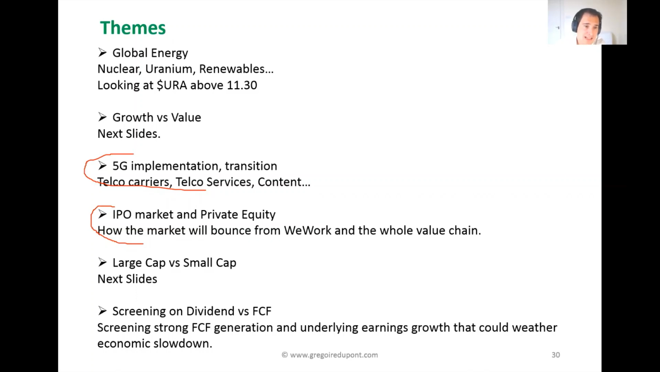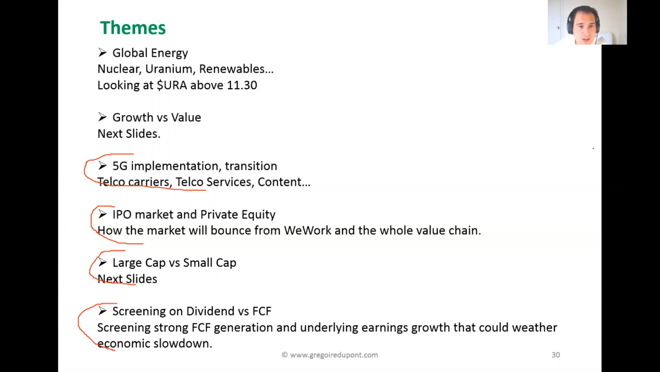Then I'll be looking at large cap versus small cap. So that will be in the next slides. And something that I've done as well, big time in the 4x4 video series, is the screening on dividend versus free cash flow. So why is it so important? Because you want to make sure that both the share buybacks and the dividends are financed with a strong free cash flow generation. If not, that means you are financing all of that through debt, which means at the end of the day, this is a ticking bomb. Again, free cash flow is key.